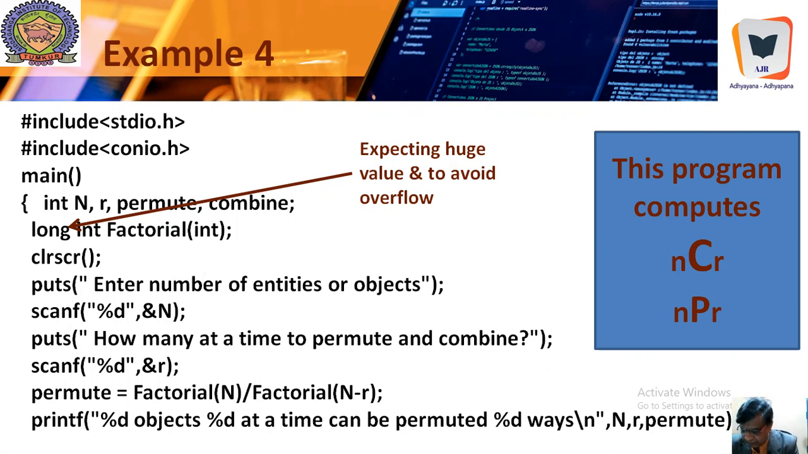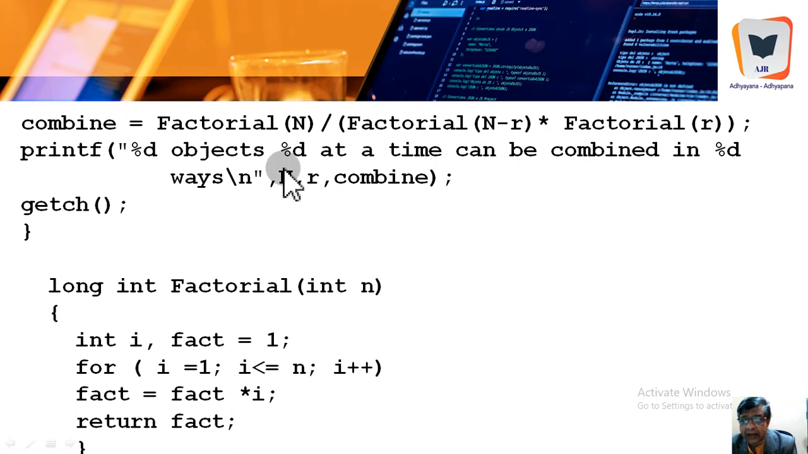Therefore, whenever a function computes a factorial value, it's better we declare the answer, that is the factorial value, to be long int in order to avoid the overflow. Right? Combine factorial n minus r into factorial r. So this is the computation, and printf all these things.